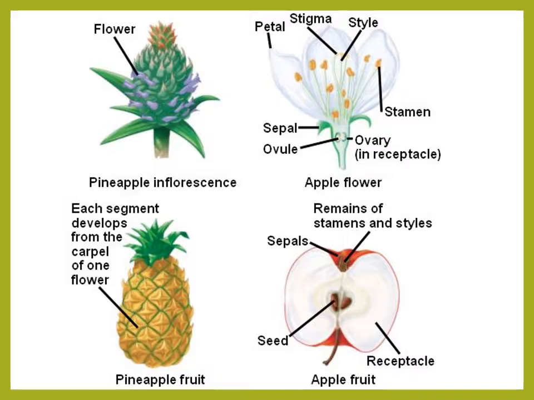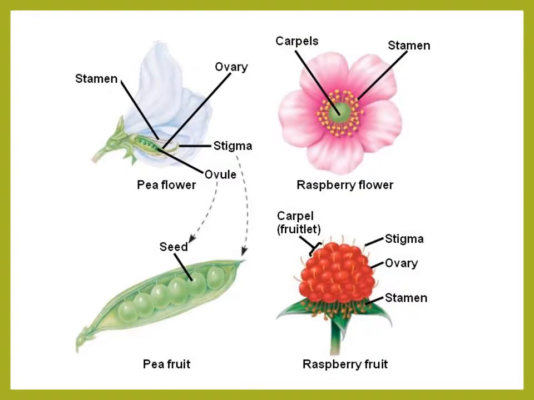On the left side, you can see there's different kinds of flowers. This is called an inflorescence kind of flower. Each little segment actually develops from the carpel of one flower, and that's kind of why they remain there. They're kind of pointy, and it really helps prevent predators from maybe jumping in there too much.